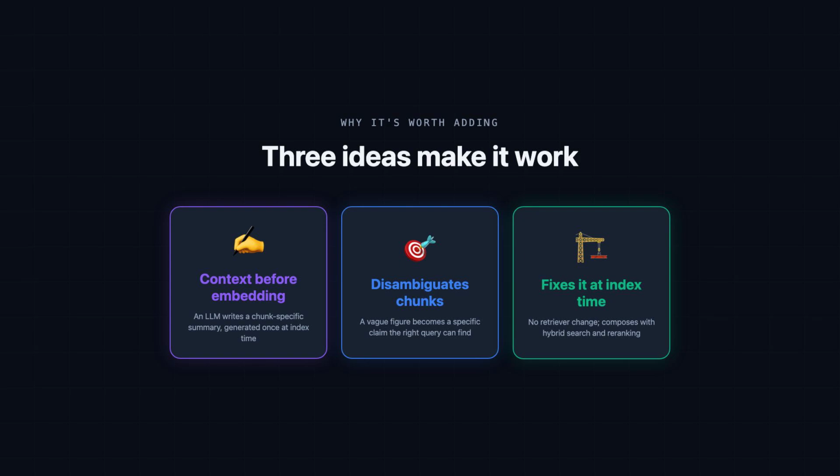It attacks failures at index time, not retrieval time. You change nothing about the retriever itself. Prompt caching keeps the per-chunk LLM calls affordable, and it composes cleanly with hybrid search and re-ranking.